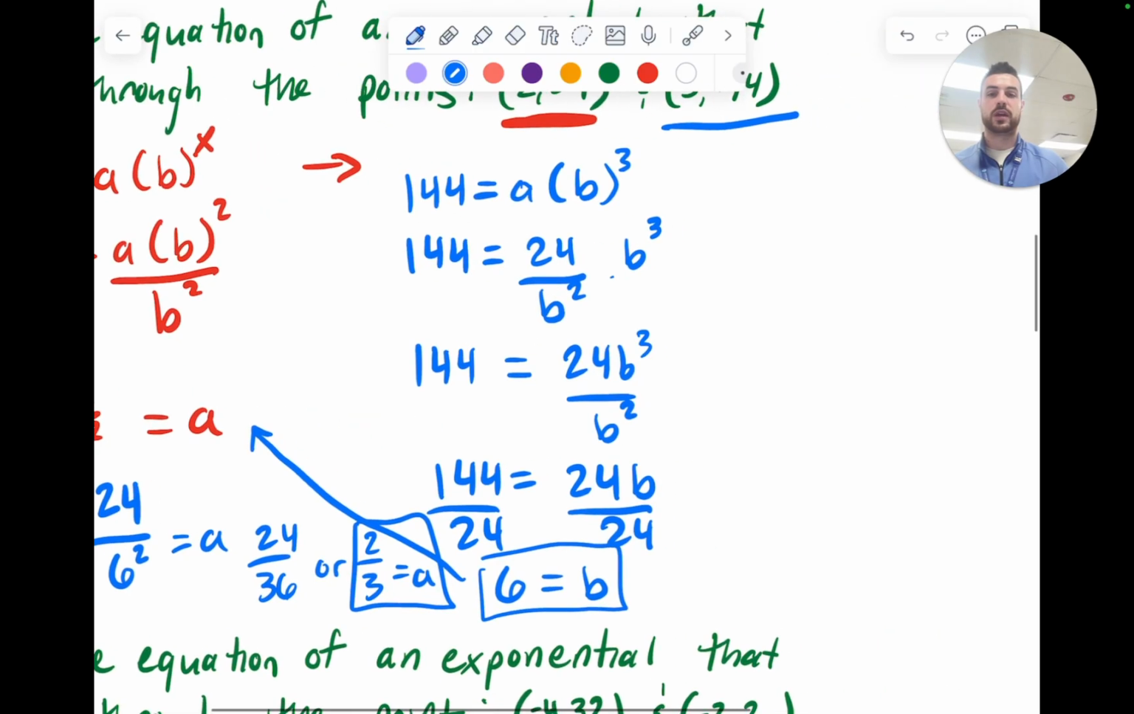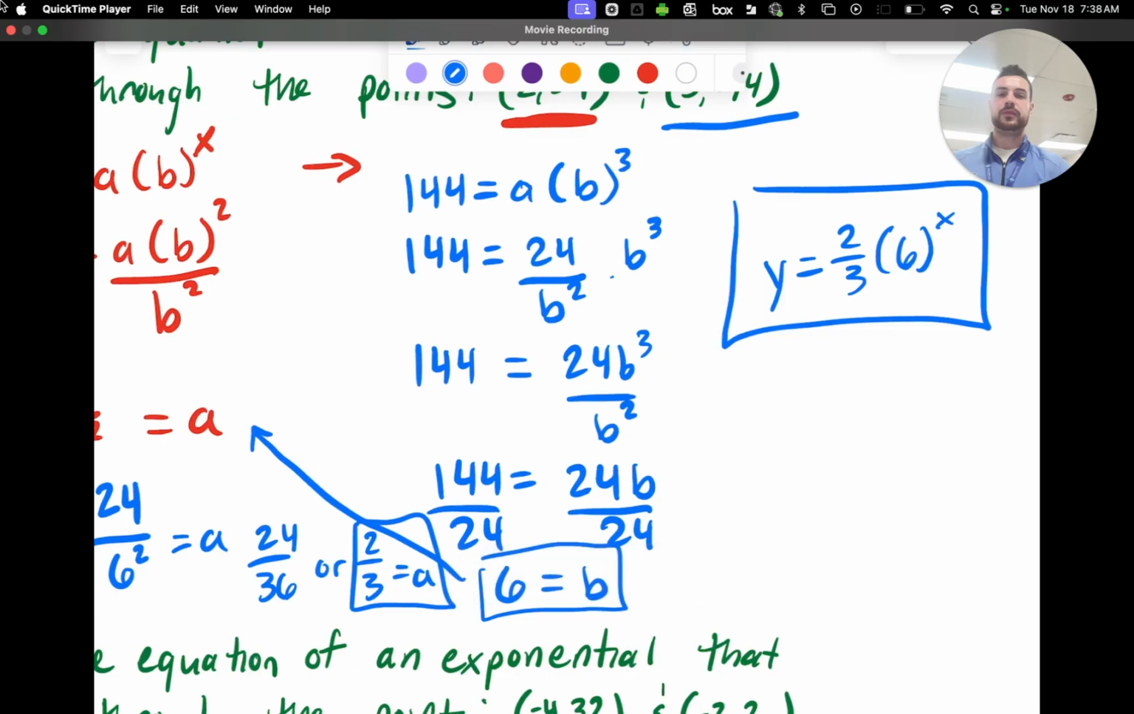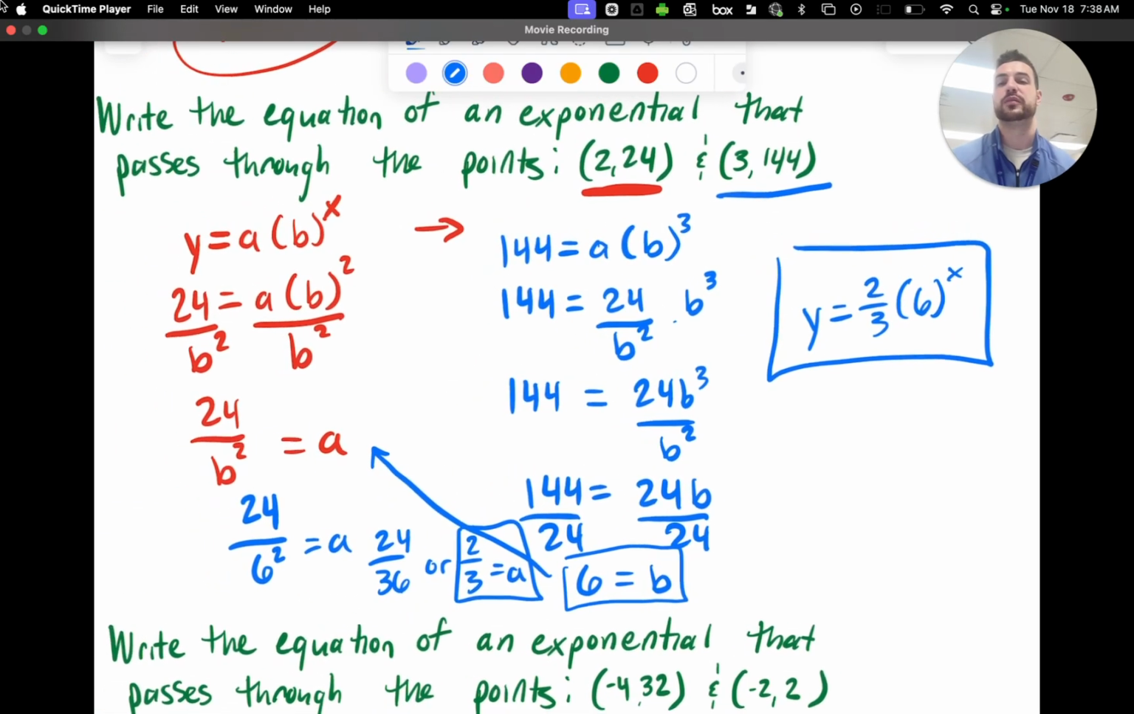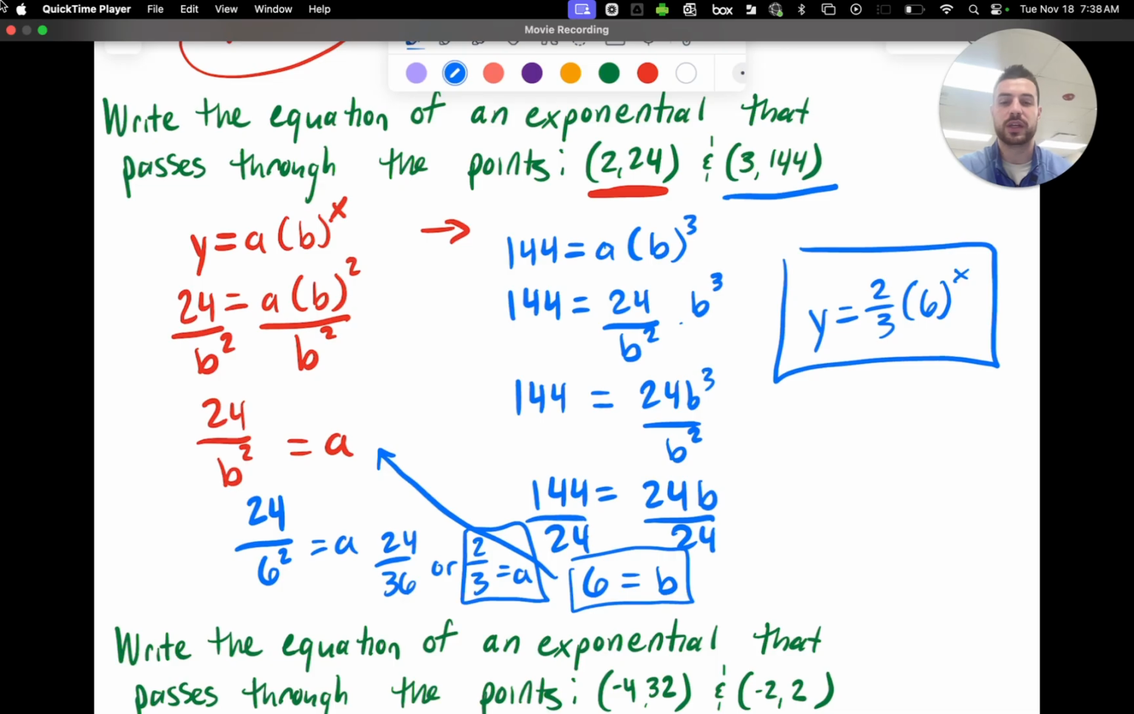What I can do is write my equation. My equation is going to be y equals a times b to the x power. And that's essentially how we're going to tackle all of these problems. So let's do one more just so we can get a little bit more practice.